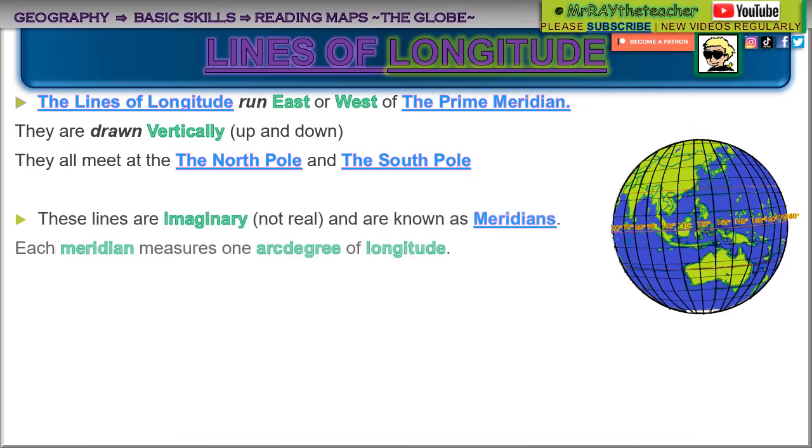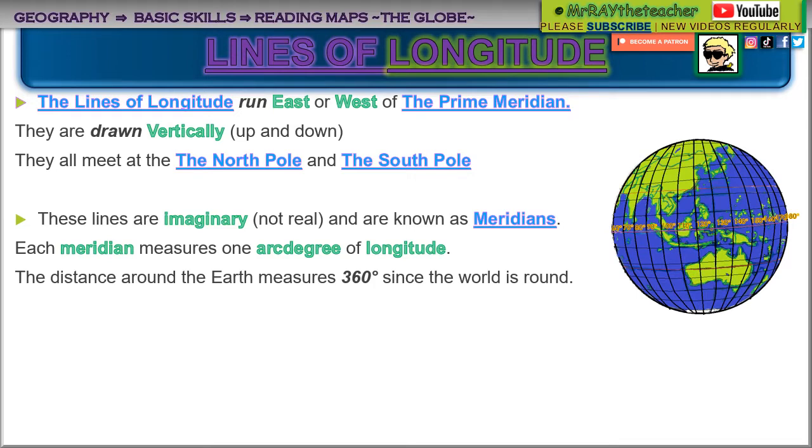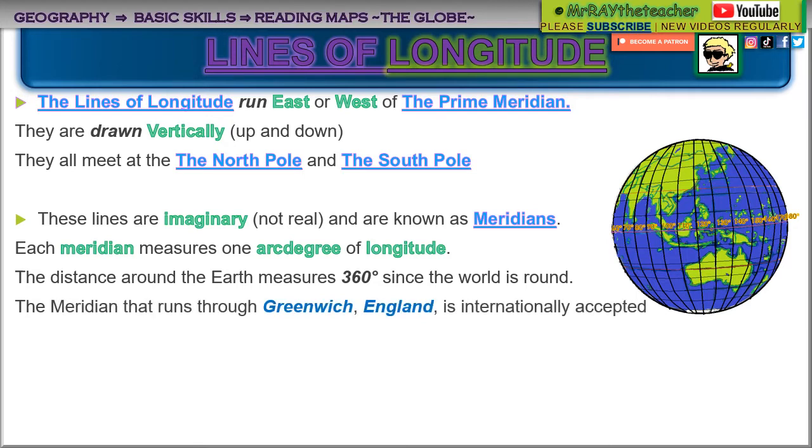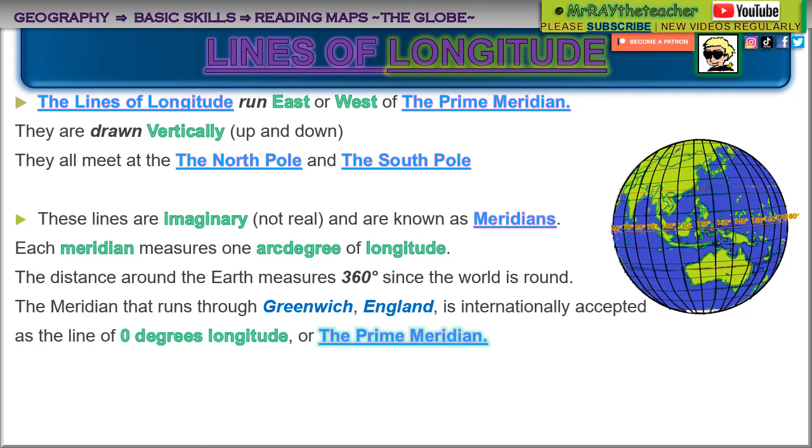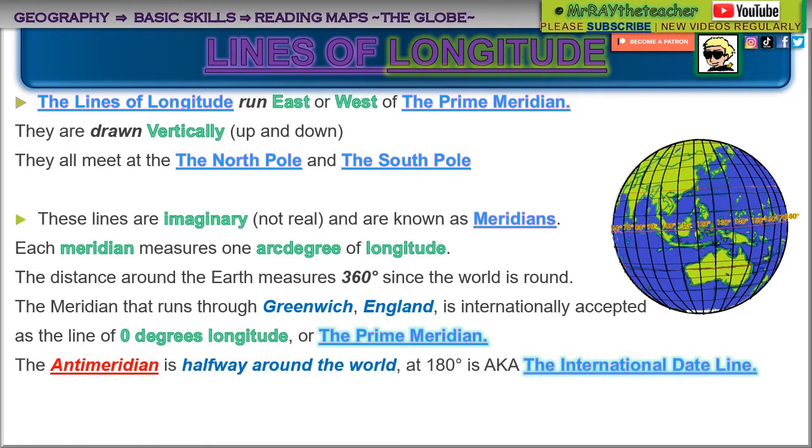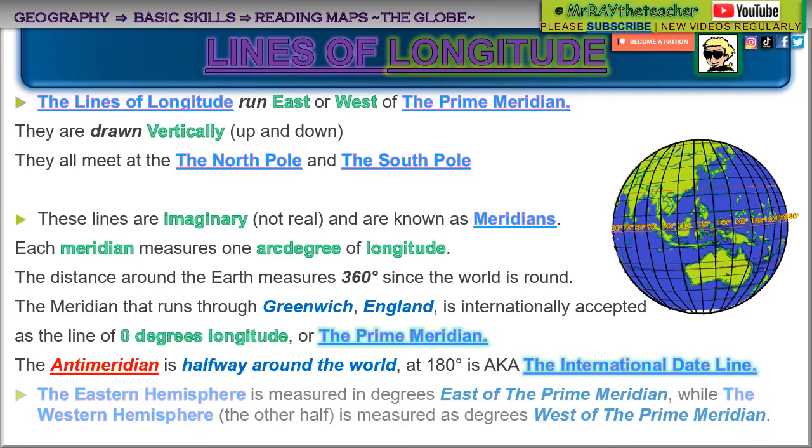And now let's look at the thing, just remembering that these lines are imaginary, not real, also known as meridians, and each meridian is 1 arc degree of longitude. And the distance around the Earth is 360 degrees, since the Earth is round, not flat. And the meridian runs through Greenwich, England, which is internationally accepted as the 0 degrees of longitude, the prime meridian. And the anti-meridian, halfway around the world, is at 180 degrees, also known as the international dateline.